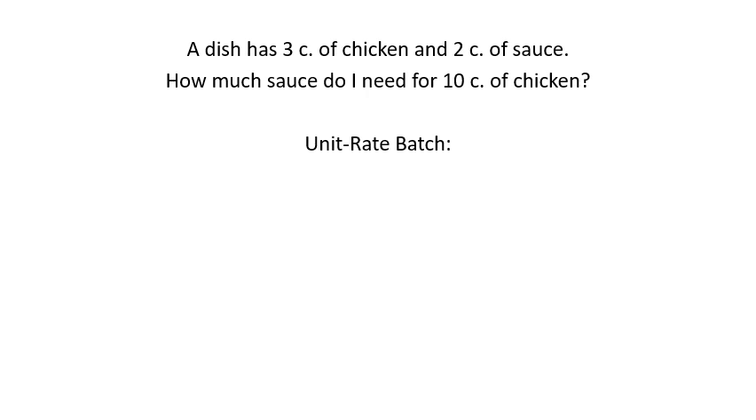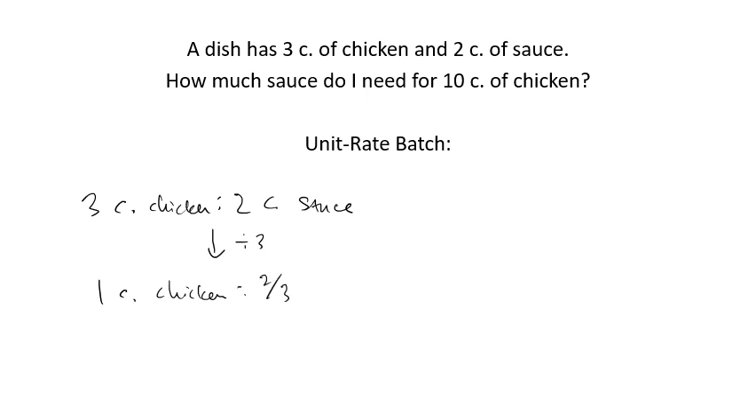And so what we do in this problem is we've got our 3 cups of chicken to 2 cups of sauce. And so now we're going to divide by 3. And so that gets us to this 1 cup of chicken. And so now we know that's going to be to 2/3 cups of sauce. And so we've kind of come full circle here. We're back to the sort of problem that we talked about at the beginning with the 1 yard and the $10. So we've got a unit rate now.